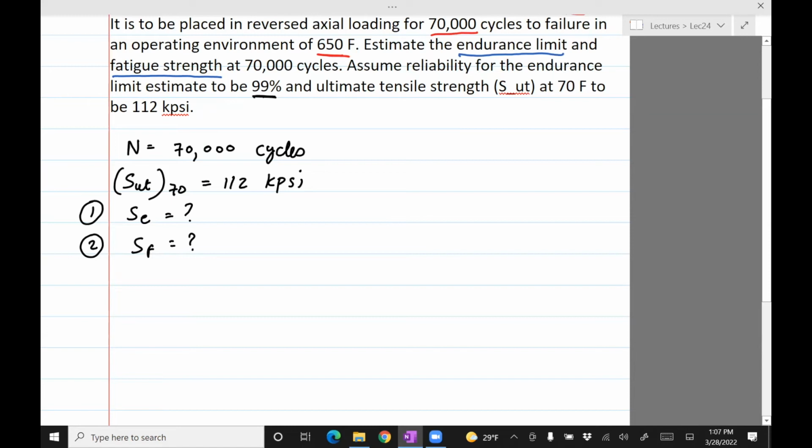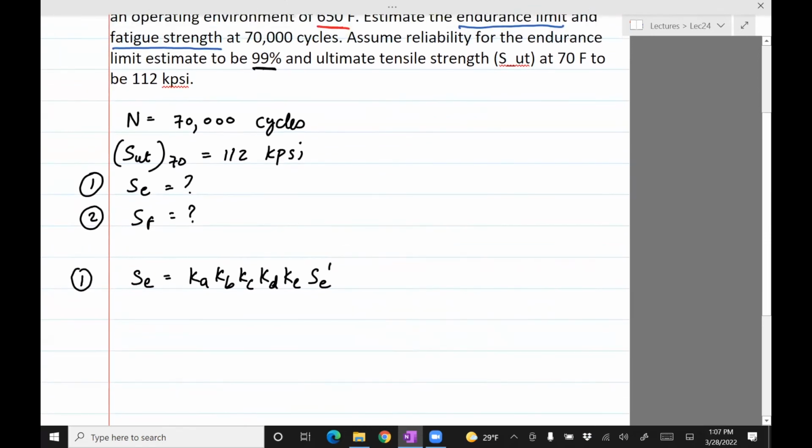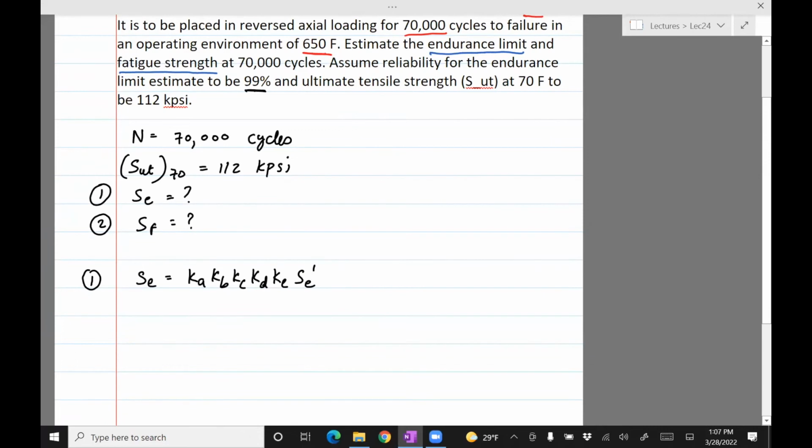Yeah, so we can think of it backwards. Try to figure out what SC depends on, and once we know what SC depends on, we can then do other calculations to compute SE, and same for SF. For one, we know that SE depends on clearly SE prime, and then KA, KB, KC, KD, KE. So it's part one. Let's just try to get each of these factors and SE prime, of course, and then we can solve for SE.